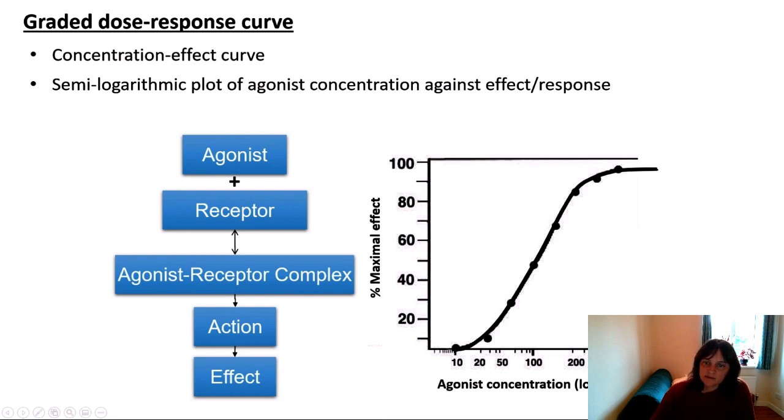And what these curves look like is this sort of typical sigmoidal S-shaped curve that we see quite often in biology. And you see that with increasing doses of the agonist, you get an increasing effect from the system. And what's being represented in this graph here, in this sigmoidal curve, is essentially the agonist and receptor coming together to form a complex, having an intracellular action and causing that effect, so your bronchodilation, for example.